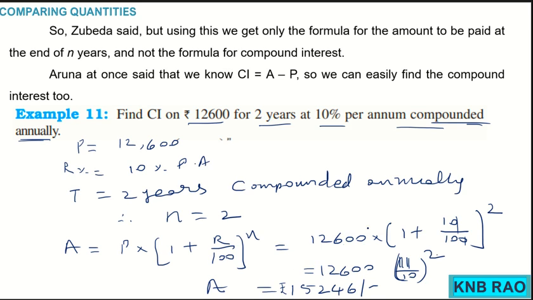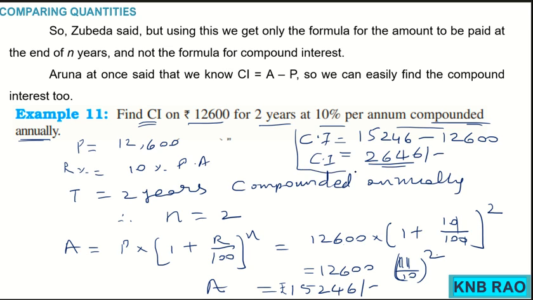But how to find compound interest? If you are asked to find compound interest, I have to subtract. Compound interest is 15,246 minus 12,600. You will get 2,646 rupees being the compound interest. So, subtract the principal from the amount that you have calculated and you will easily get the compound interest. So, this is the use of the formula that we have derived. This much easily we can find.